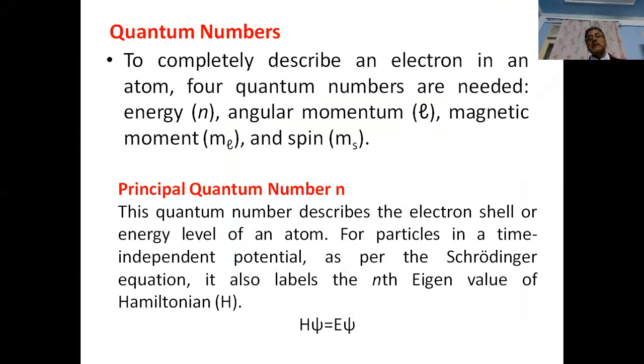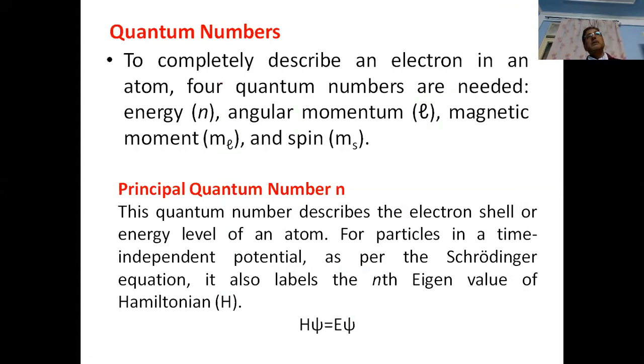To completely describe an electron in an atom, four quantum numbers are needed. They are energy n, angular momentum l, magnetic moment ml, and spin ms. Now let us consider the principal quantum number.